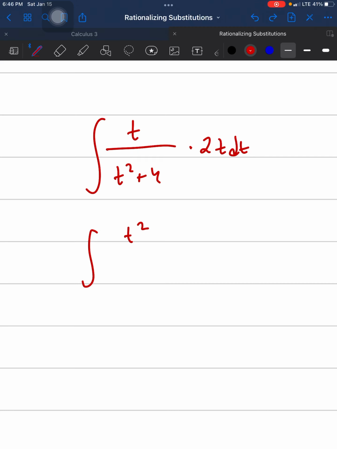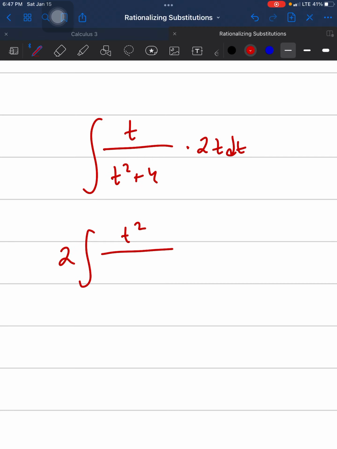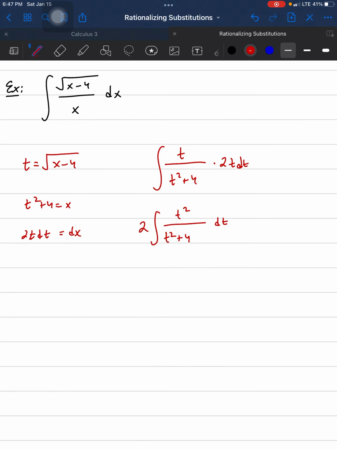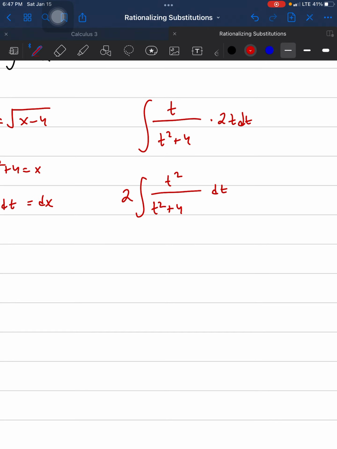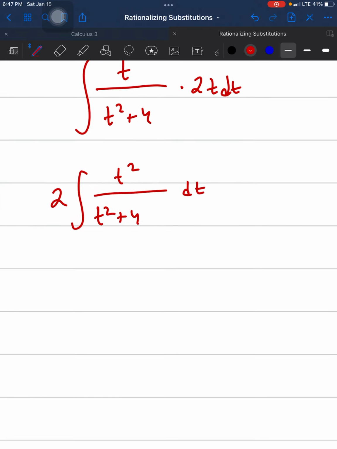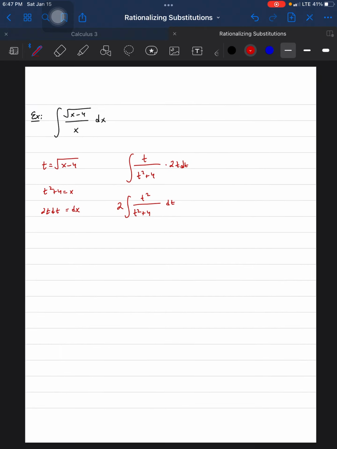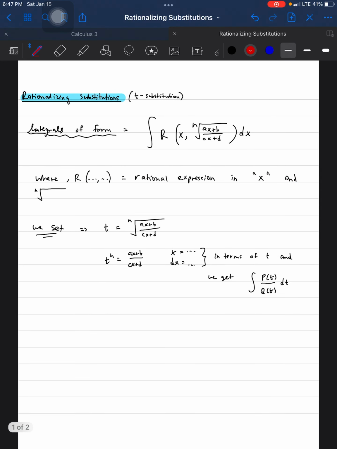And then we can pull this constant out by the properties of definite integrals. 2 comes out, and we have the integral of t squared over t squared plus 4 dt. So we're left with that. Now that we're left with that, at this point, we have a rational expression, right?